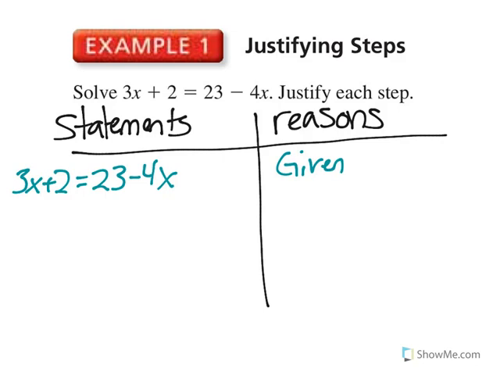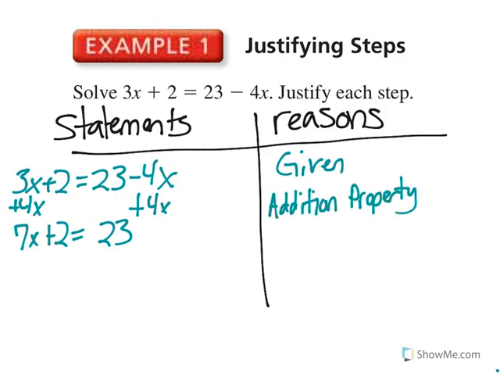So we can know from looking at this, I need to combine like terms. So first, to combine like terms, I'm going to first try to get my x's together. So I'm going to add 4x to both sides. So my new statement would be 7x plus 2 is equal to 23. So to get there, my reason for this statement would be addition property. I added the same amount to both sides. And then I'm going to go ahead and number these so we can see this was my first statement, this was my first reason, this is my second statement, this is my second reason.